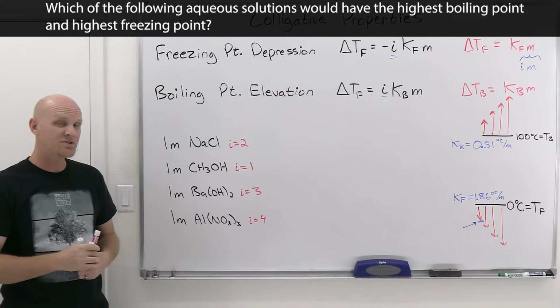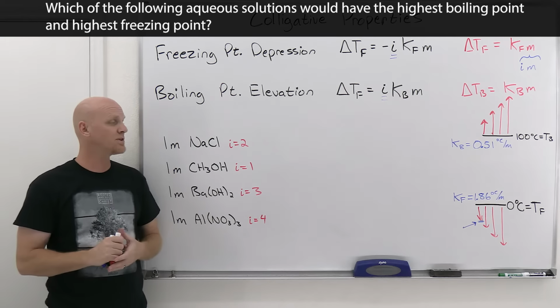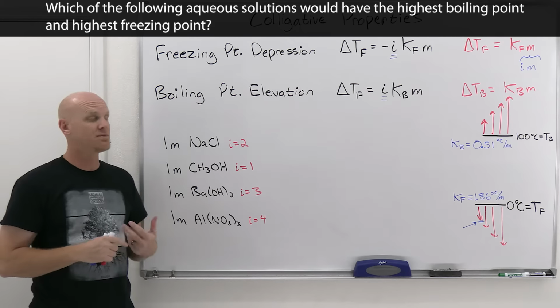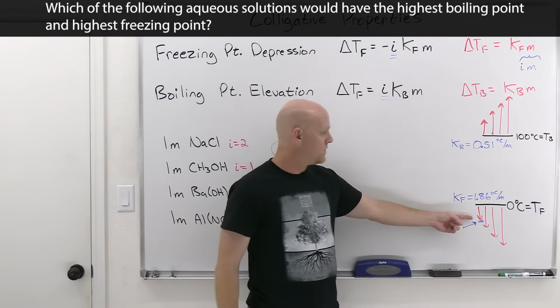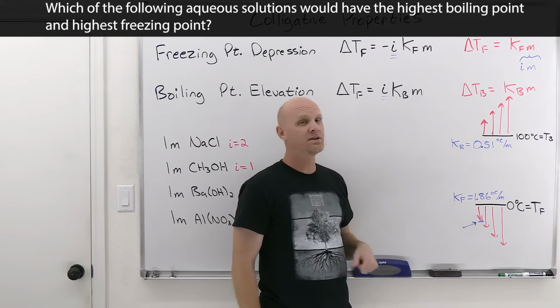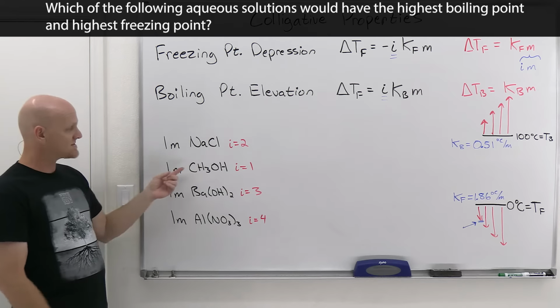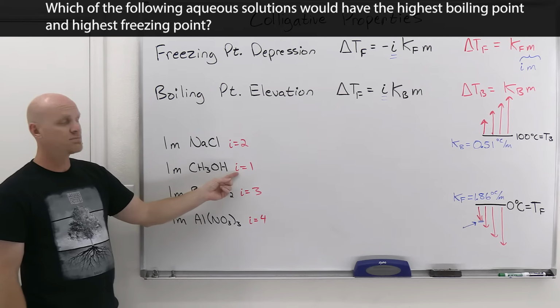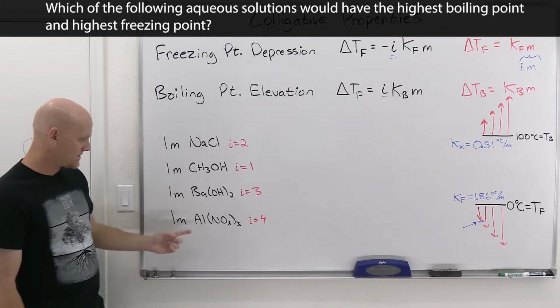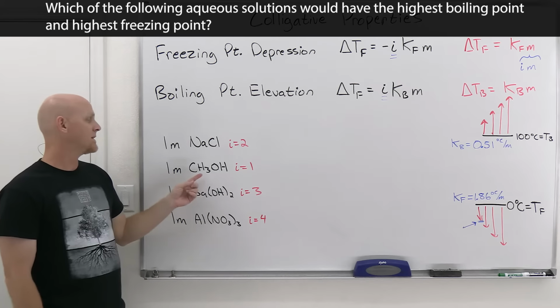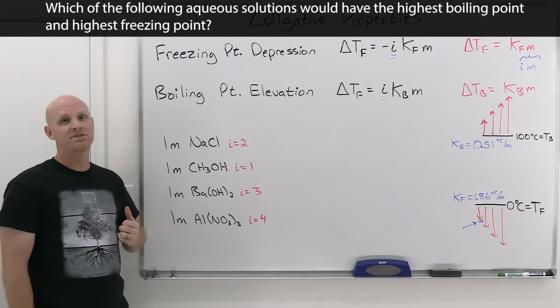In this case, it's a little bit of a tricky question. When we talk about freezing points, a lot of students will get this one exactly backwards. But if you want the overall highest freezing point, then you want the one that's gone down the least and therefore has the lowest overall concentration of particles. In that case, this would be the methanol with the smallest Van't Hoff factor. So the aluminum nitrate has the highest boiling point, but it's the methanol solution that's going to have the highest freezing point.